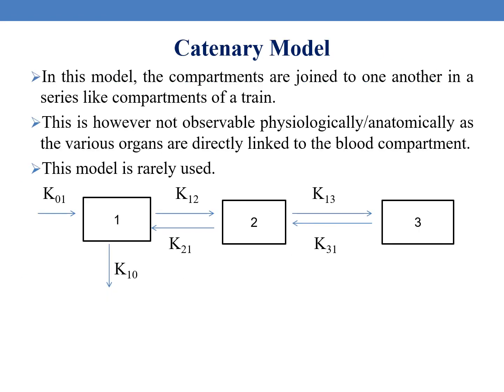Coming to the catenary model, in this model the compartments are joined to one another in a series like compartments of a train. This is however not observed physiologically or anatomically, as various organs are directly linked to the blood compartment, and the catenary model is rarely used.